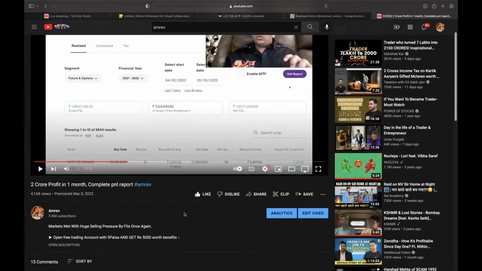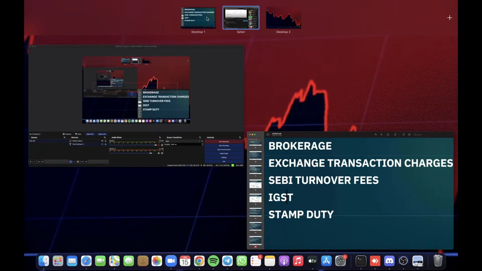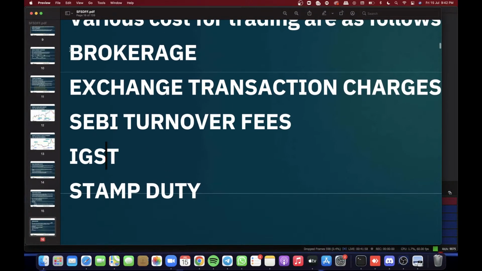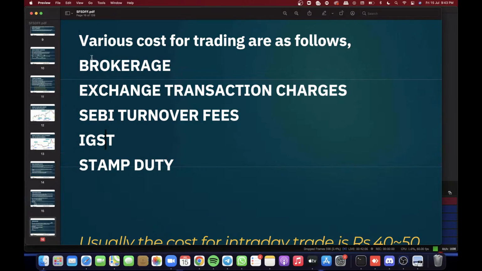So at this particular time, what to do to avoid this brokerage? Because this brokerage will take 40 rupees per trade. The initial capital I used was somewhere around 2 crores itself.